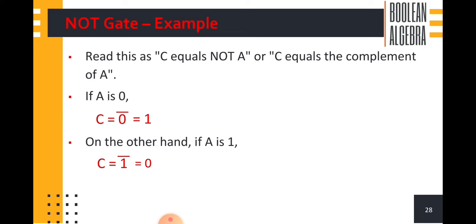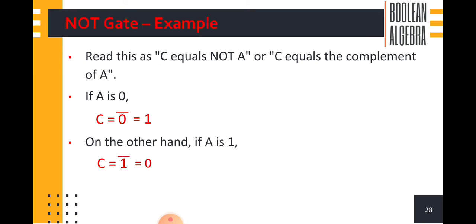Now you can substitute values for this NOT gate. Let's see the example. C equals NOT A, or C equals the complement of A. If A is 0, your input is false. So what is the output you can get? If the value of A is 0, we get the output 1. So C equal to 0 complement. Complement or invert means we just change the input value into the opposite form. That is, if you are passing 0, we get the output true, that is 1. C equal to 0 complement is equal to 1.